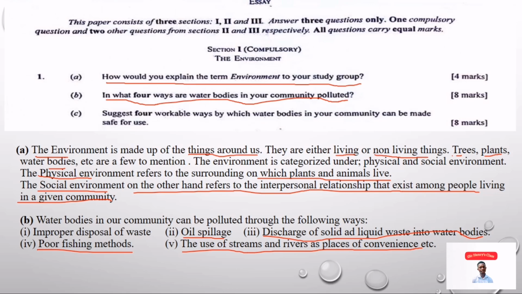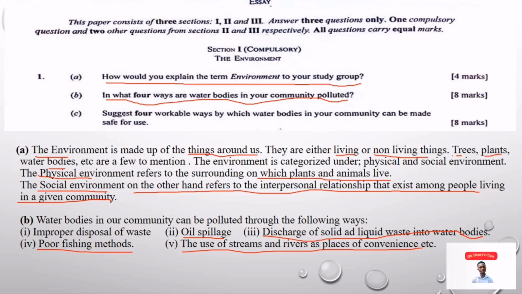Now, you see, this paper consists of 3 sections, section I, II and III. We have to answer 3 questions only: we have to select 1 question and any other 2 questions. So we have 3 sections respectively. Section I happens to be questions from environment, and they are compulsory questions. So let's begin with that under the environment.